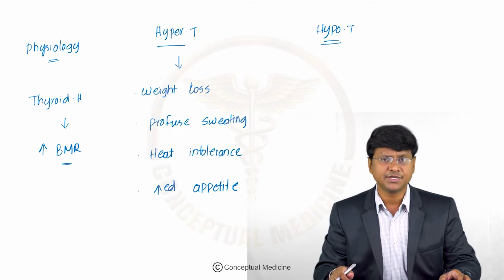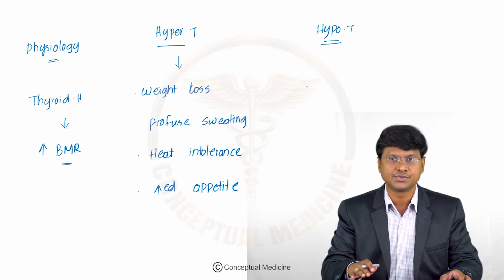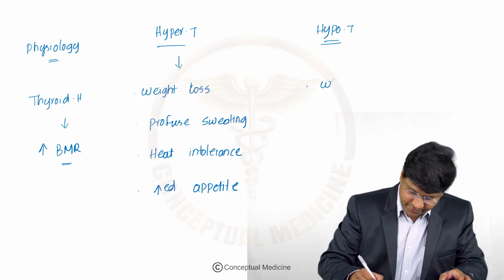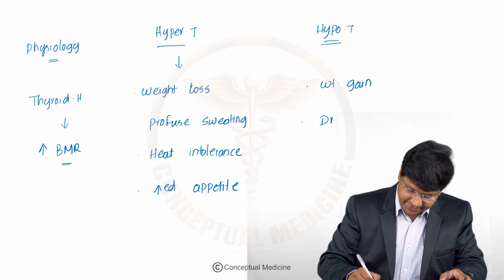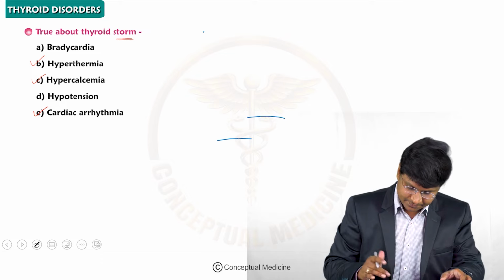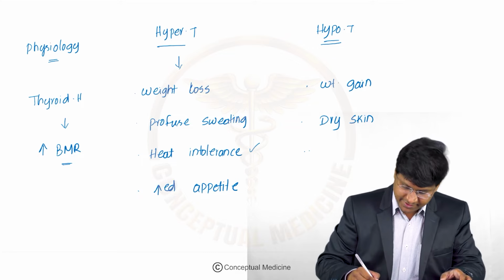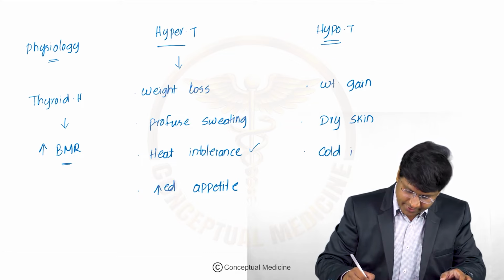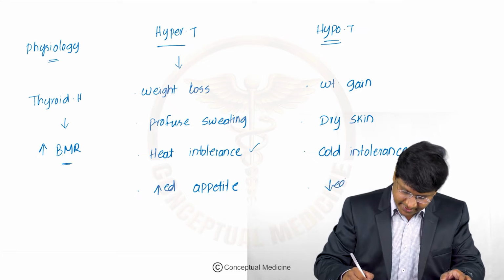In hypothyroidism, it is exactly opposite. The BMR will be grossly reduced. So in hypothyroidism, the individual will have weight gain. And if you take the skin of these individuals, they will have dry skin. Heat intolerance you will have in hyperthyroidism, whereas in hypothyroidism, you will have cold intolerance. And in hypothyroidism, if you take the appetite, there will be decreased appetite.